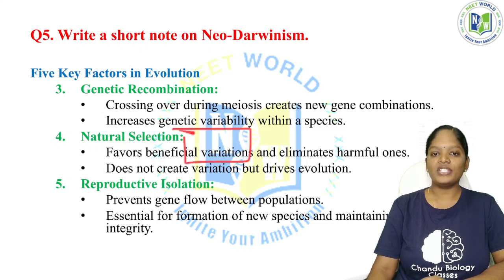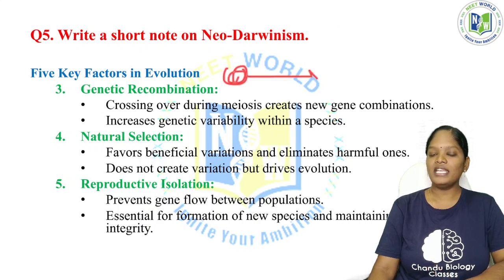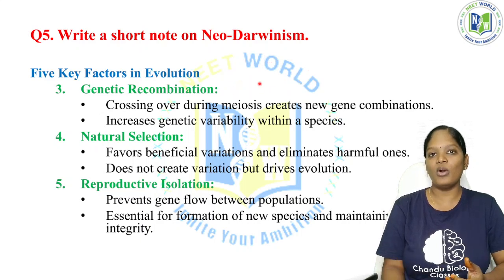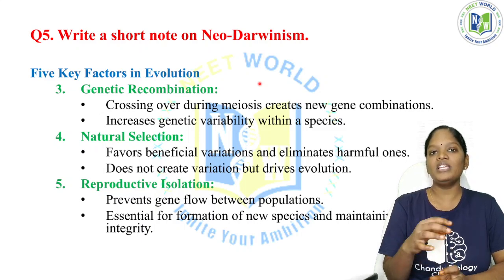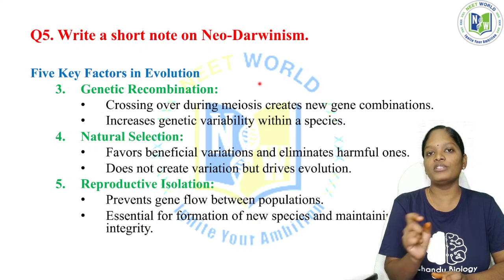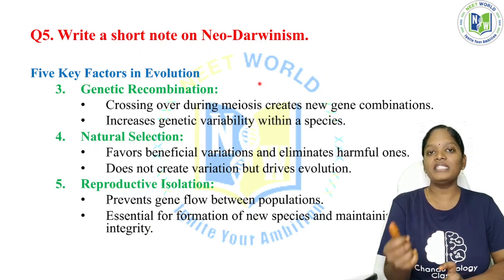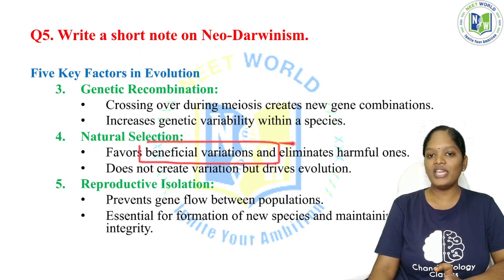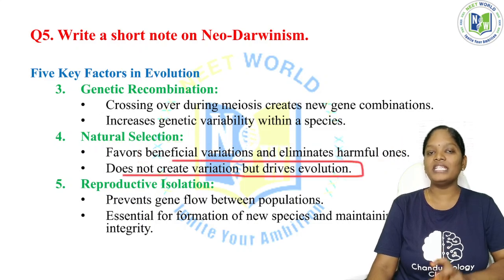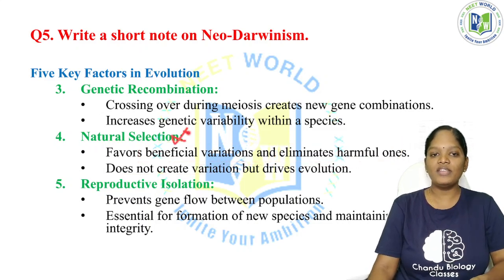So, this variation, see here, as I have mentioned before, one ancestor is getting evolved with the changing environment. Many species are getting evolved. So that variation, either it will be positive or negative. But that will be selected by the nature, whether which variation is suitable for this changing environment, that will be selected by the nature. Okay, so it favors the beneficial variations and eliminates the harmful ones. It does not create variation, but it drives the evolution. So this is very important.